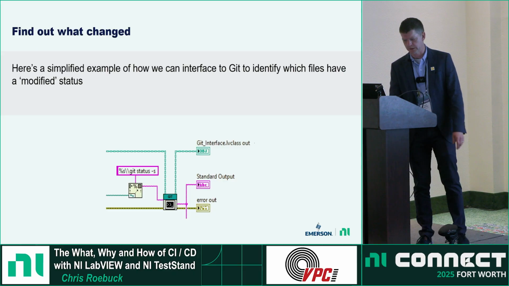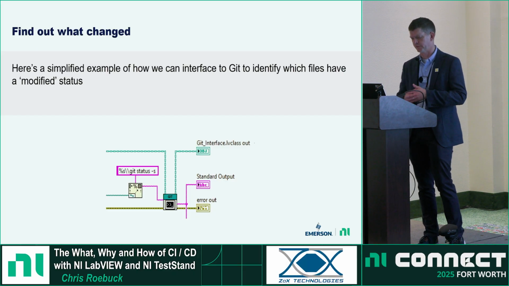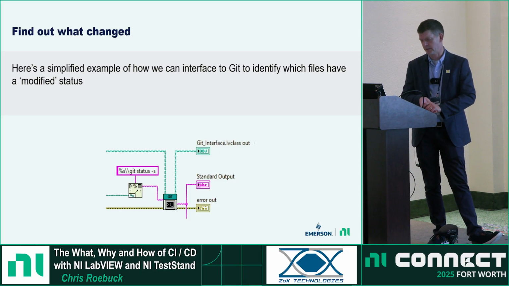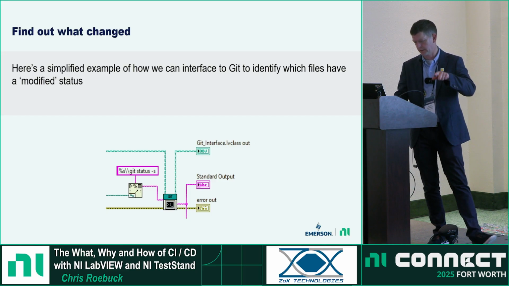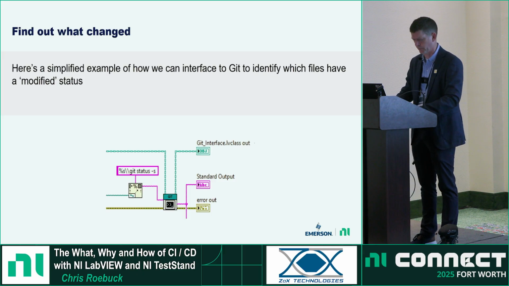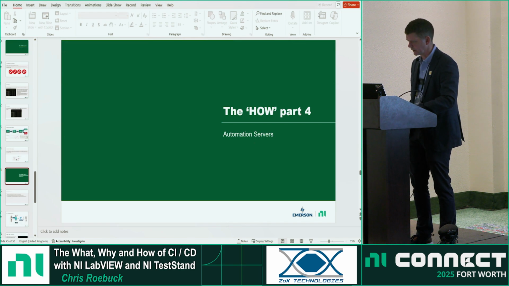We can obviously use some functions to actually find out what has changed fairly easily. We can send a command line argument, command line git status, and find out what's changed, and then just test the things that have changed. By the way, all of the example code that you're about to see will be provided, so you can use that as a starting point for your own dipping a toe in the water. So let's have a look at what that actually looks like.